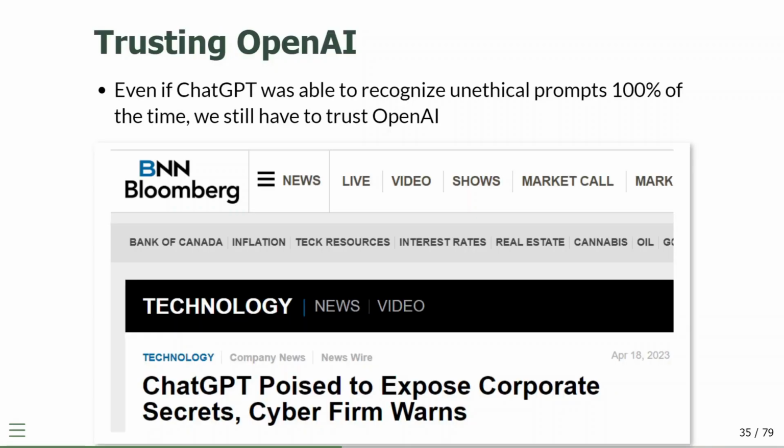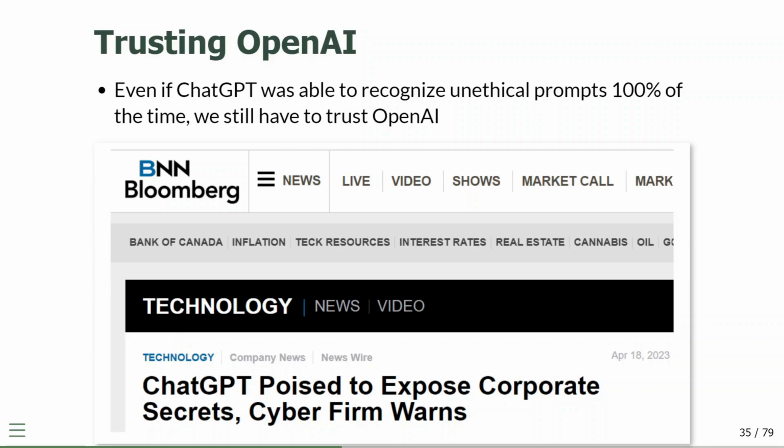Now, let's say that ChatGPT was able to recognize unethical prompts 100% of the time. There's still the issue of trusting OpenAI. Specifically, we still have to be able to trust that this company, OpenAI, is adequately banning certain types of content. There's also been concerns raised in the media about OpenAI using confidential user input to update its language model. This is why a lot of companies are banning it in the workplace, which is probably for the best. And as for myself, I would never use this for anything confidential. I only use generative AI for fun side projects or for generating code skeletons.